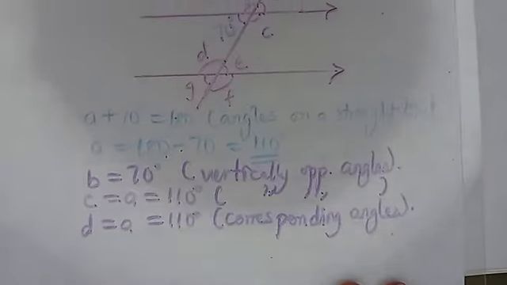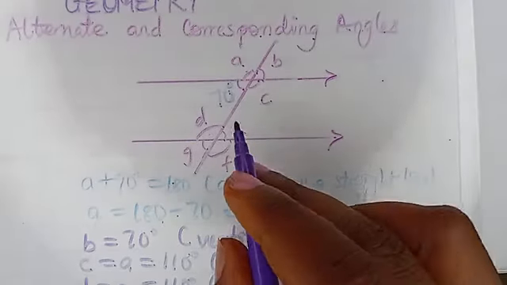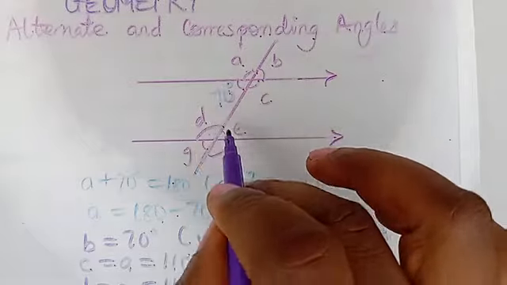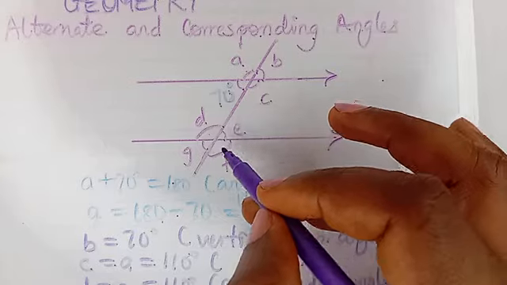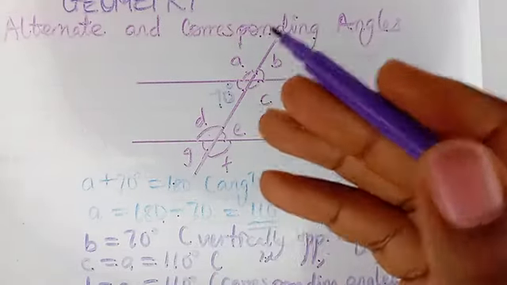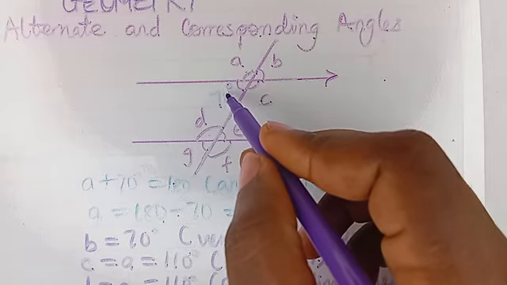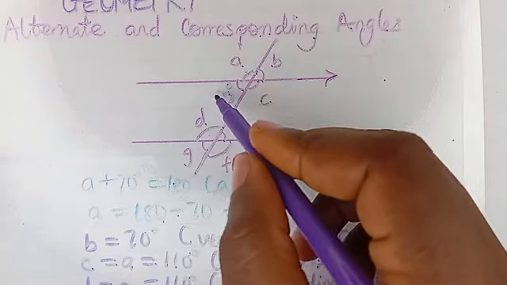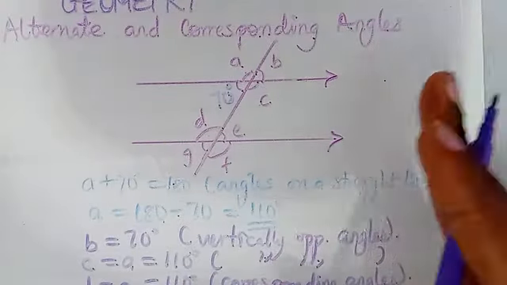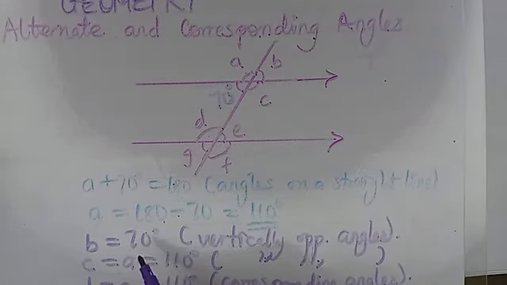Let's look at angle E. We can see angle E is alternate. We could as well use corresponding because angle E is corresponding to angle B. But let's just use alternate angles. Angle E is equal to 70 degrees because they are alternate angles. You can as well use corresponding. You still see it's equal to 70 because angle B is equal to 70 degrees.